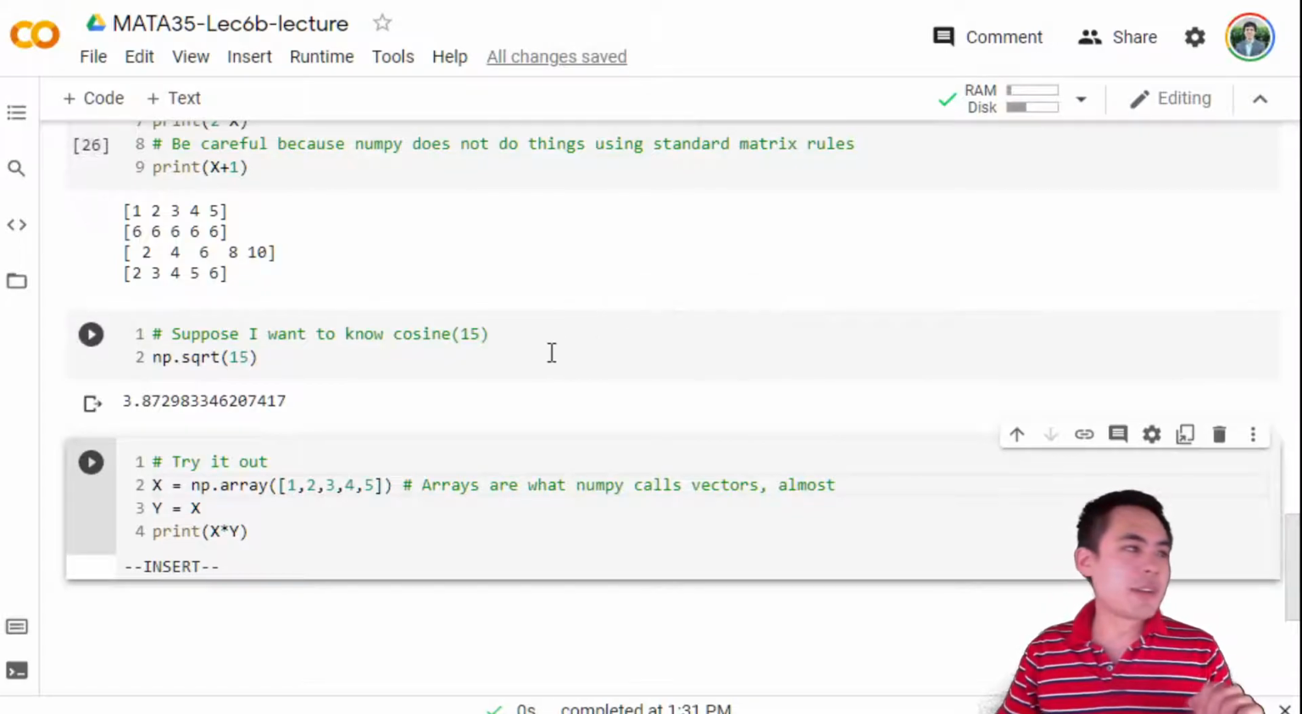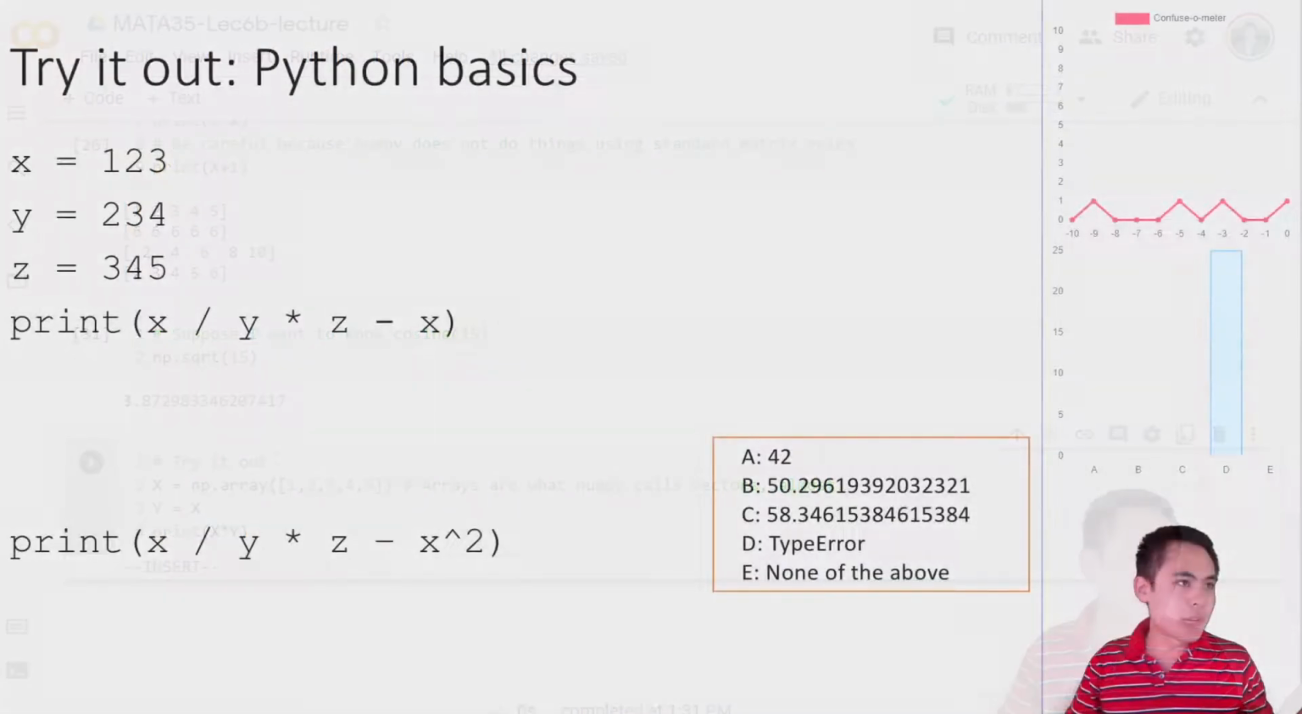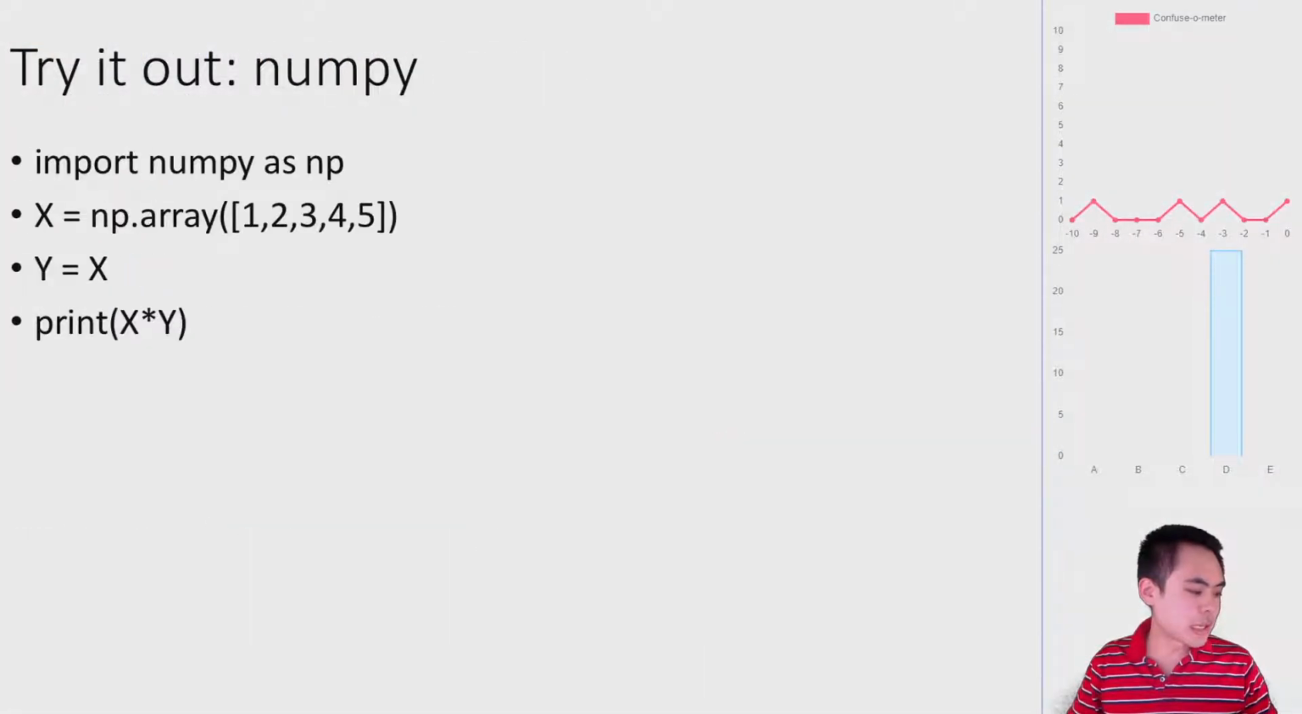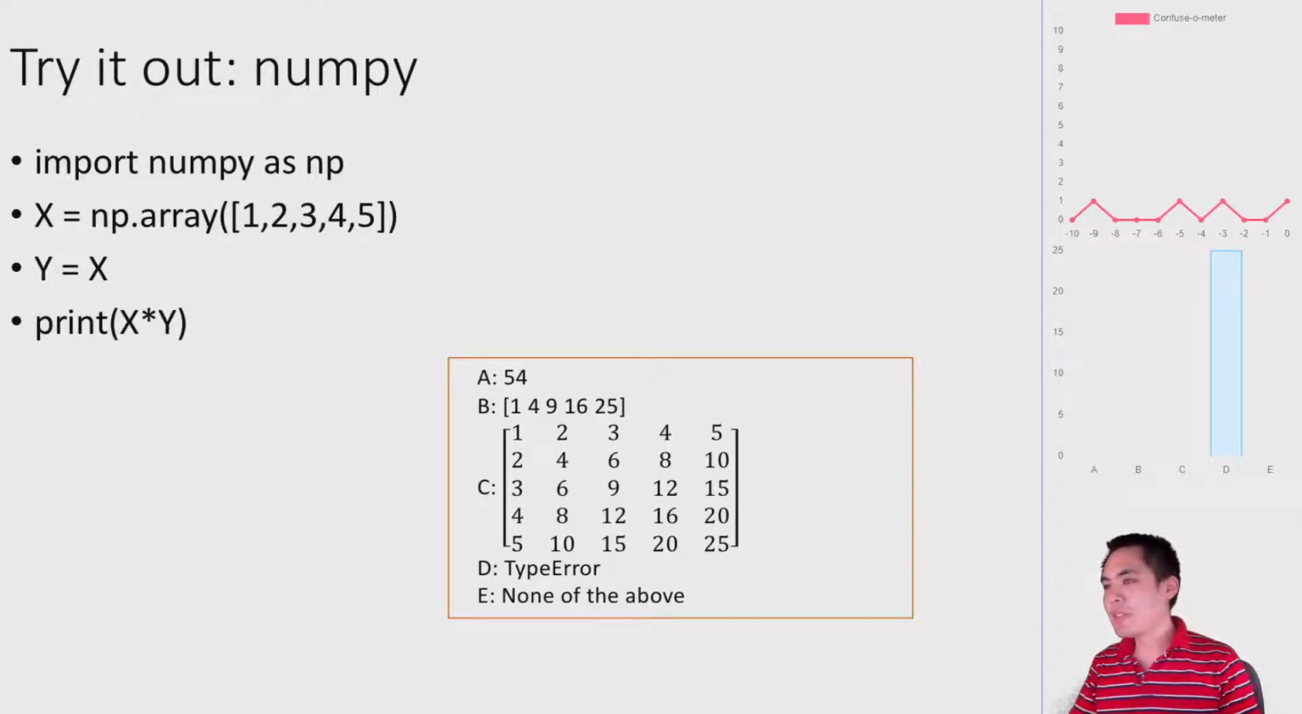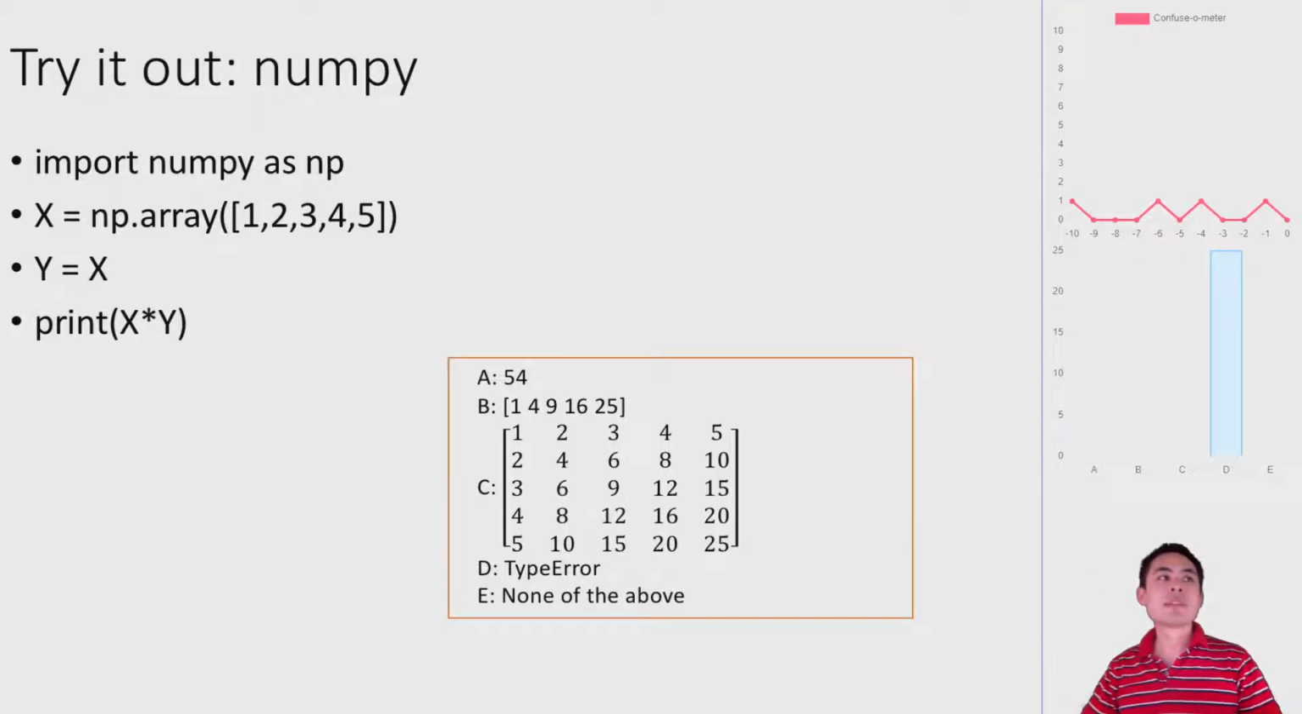Okay, so I'm going to ask you what the value is, and let's go back into my PowerPoint where I'm going to ask you to try it out. So which of these values is it? Let me reset before anyone replies. So you need to import numpy as np. You're setting an np array, and you're printing out x times y.